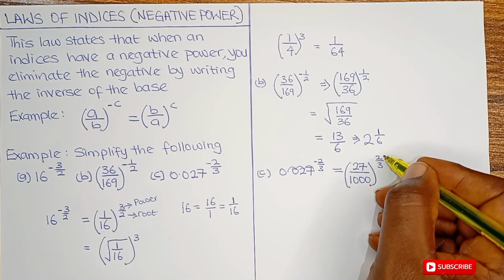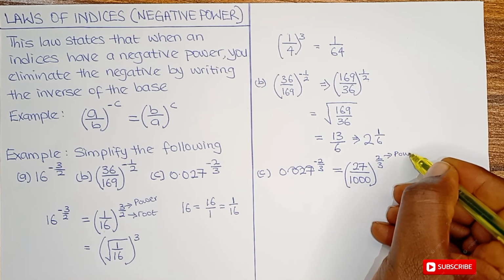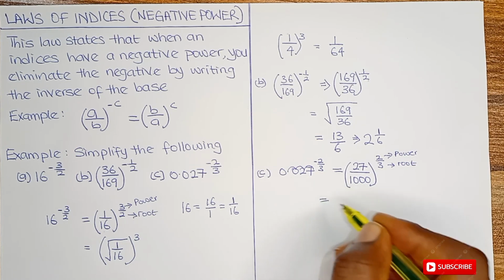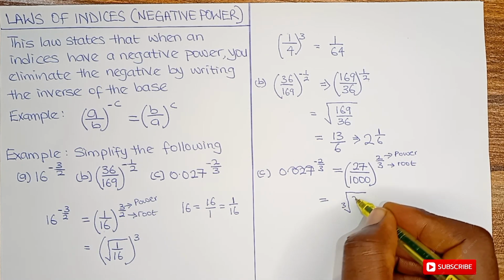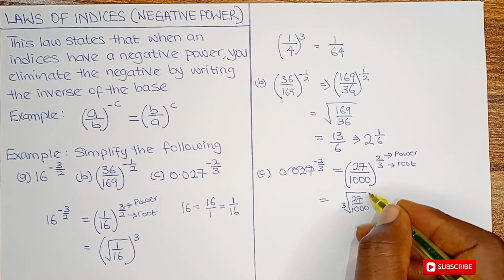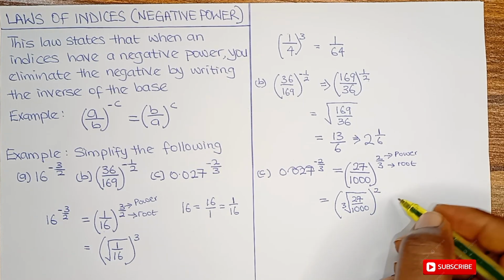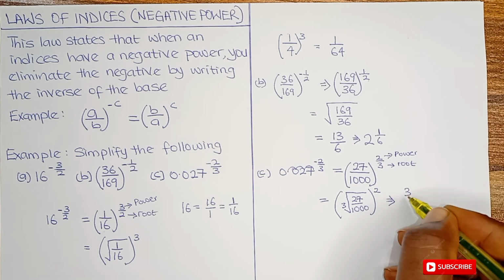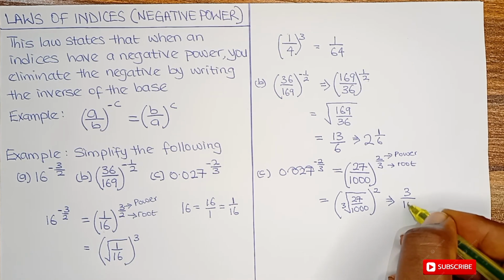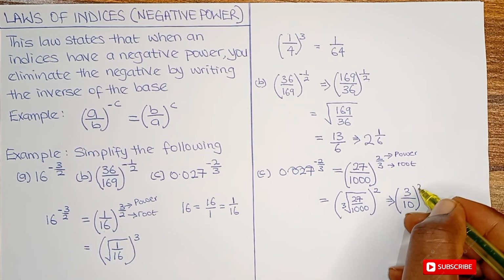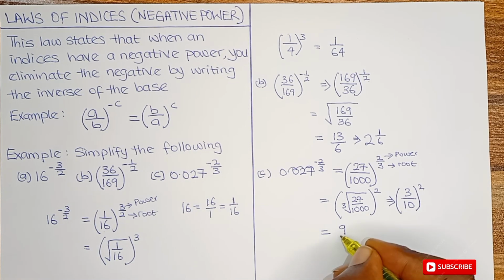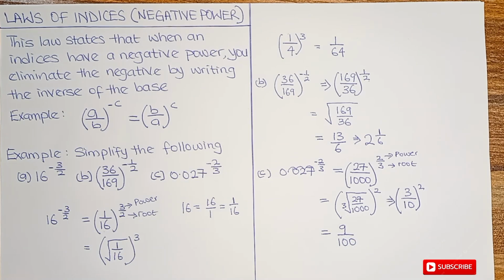And then remembering the law of fractional exponent, here is the power, and here is the root. So this can be cube root of 27 all over 1000 all to the power of 2. So what is the cube root of 27? The cube root of 27 is 3. So we have 3 all over the cube root of 1000 is 10, to the power of 2. And our final answer will be 3 square is 9 and 10 square is 100. So our final answer to this question is 9 all over 100.